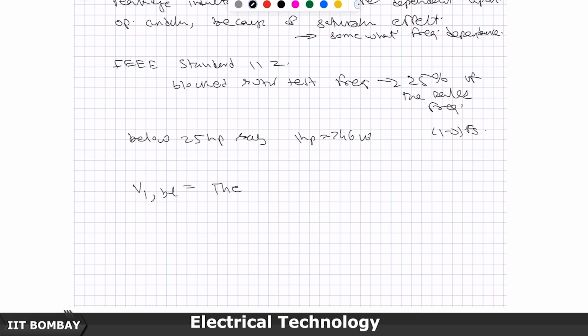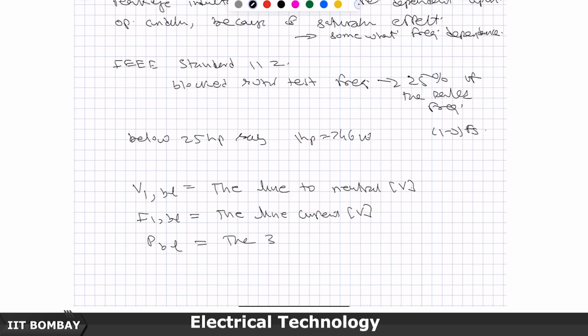represents the line to neutral voltage, I1BL represents the line current, and PBL represents the 3-phase electric input power.